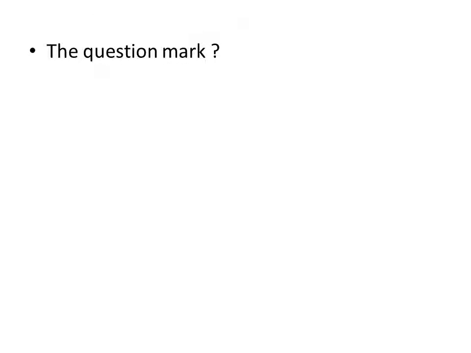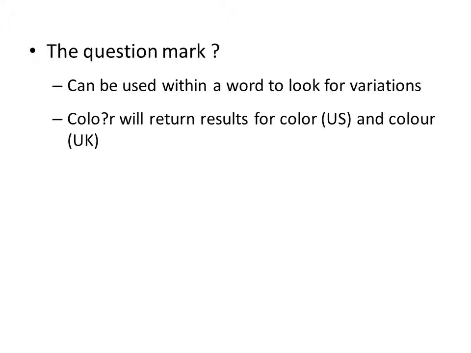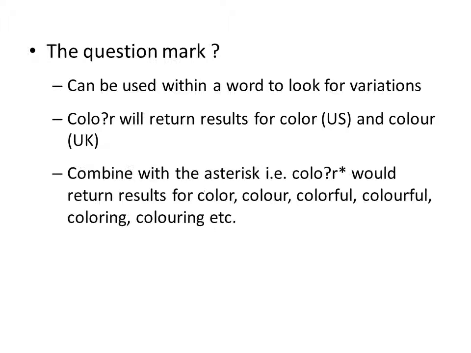The question mark can be used within a word to look for variations. Colour with a question mark between the letters O and R will return results for the American and English spellings of colour. You can combine the question mark with the asterisk. For example, colour with a question mark between the letters O and R followed by an asterisk would return results for both American and English spellings of colour, colourful, and colouring.